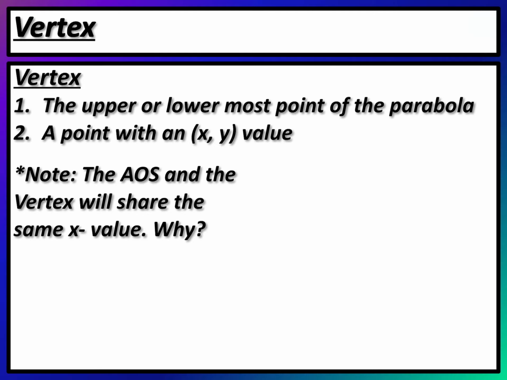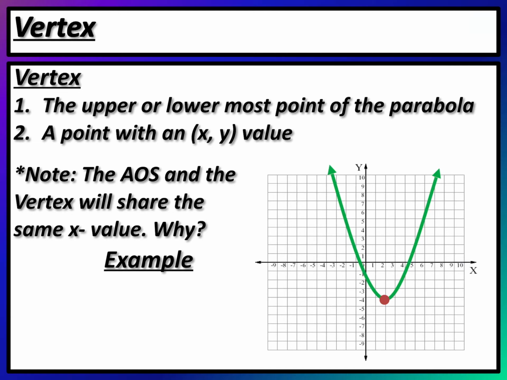So the axis of symmetry leads us into the vertex because they are related. So the vertex is the most upper or the most lower point of the parabola. So the highest or the lowest point, depending on the direction that it opens. The vertex is an ordered pair, so you must write it as an xy value. So think for a moment, how are the x-axis and the vertex related?